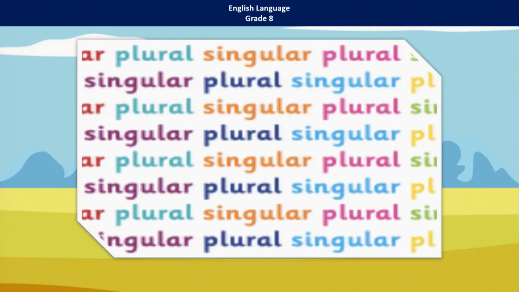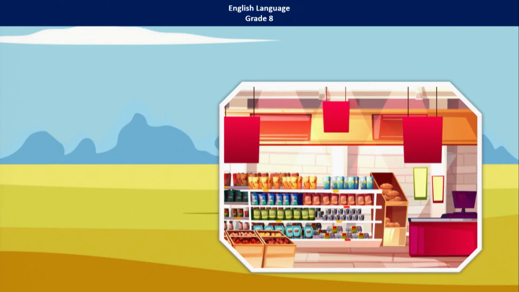Today we are going to form the plurals of nouns. Today our lesson is based on forming the plurals of nouns. So you can see singular and plural, right? First of all, I would like to take you to a supermarket.